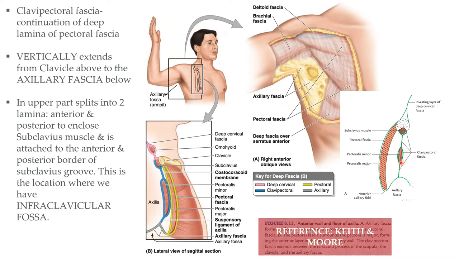Both the laminae cover the pectoralis minor muscle and reunite to form a single layer, which is called the suspensory ligament of axilla. It is so named because it pulls the floor of axilla upward in order to maintain the concavity of the axilla. Now, in this illustration, we can conclude that clavipectoral fascia encloses two muscles, superiorly subclavius and inferiorly pectoralis minor muscle.